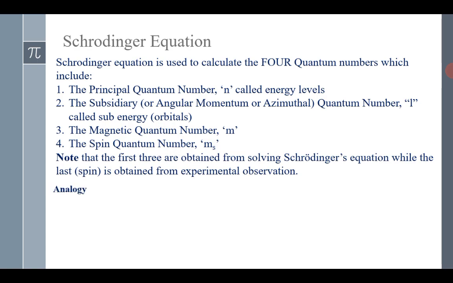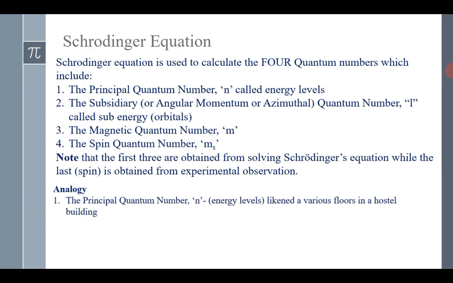And so the analogy can be likened to comparing this concept with a hostel that has many floors. So the principal quantum number therefore represents the floors. That is a form of energy level in which if you fall from one of the floors, you will go to the next down below it. So electrons are found at these different energy levels, just like you have the floors in this hostel.